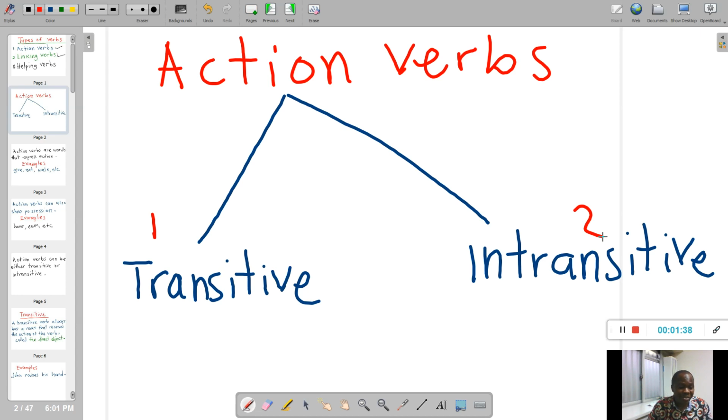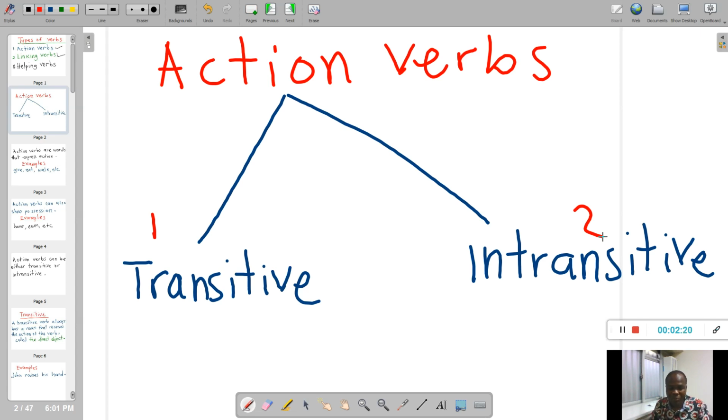We have already said there are three types of verbs: action verbs, linking verbs, and helping verbs. Now we're looking at action verbs. What are action verbs? Action verbs are words that express, as the name implies, action. So let's look at some examples. We can have examples like give. You can give a pen or give water. So give, eat, and walk. These are some examples.